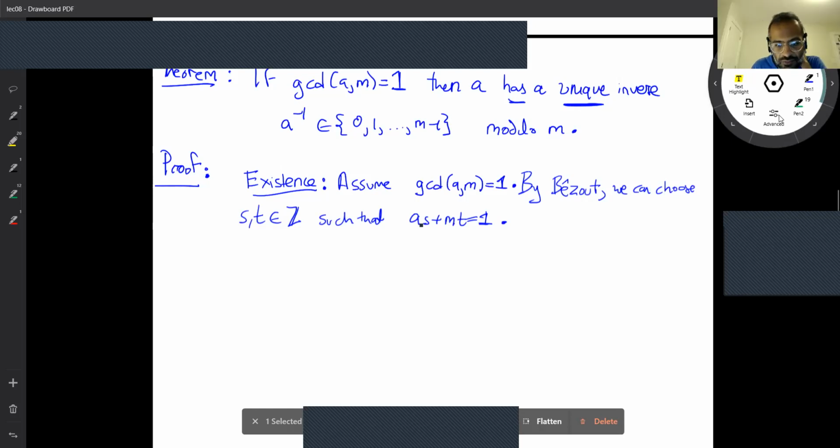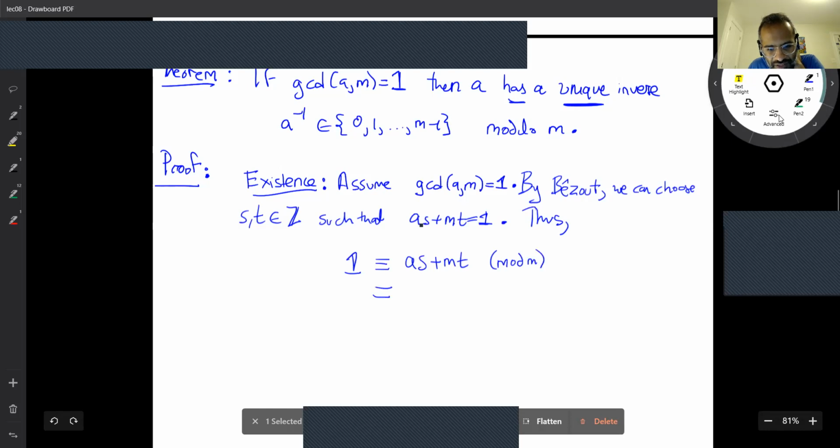Take the equation modulo M, right? If two numbers are equal, then they're congruent modulo M. So I have that 1 is congruent to AS plus MT modulo M. Now I can simplify this. AS is itself, but what's M congruent to modulo M? It's congruent to 0. So this is just congruent to AS.